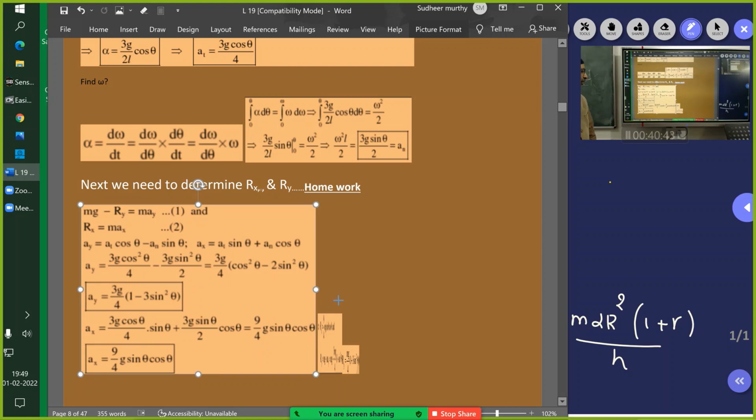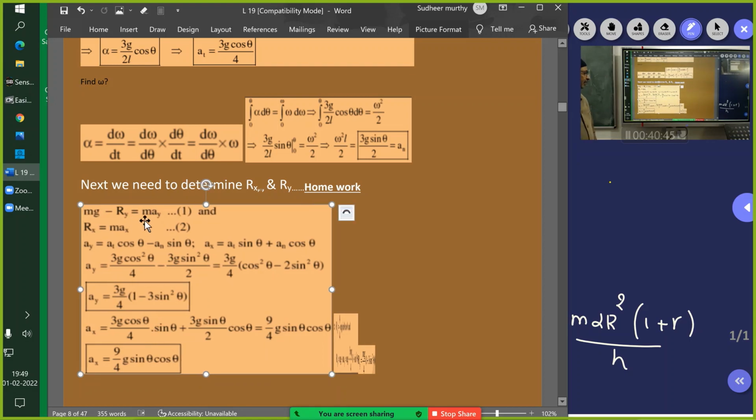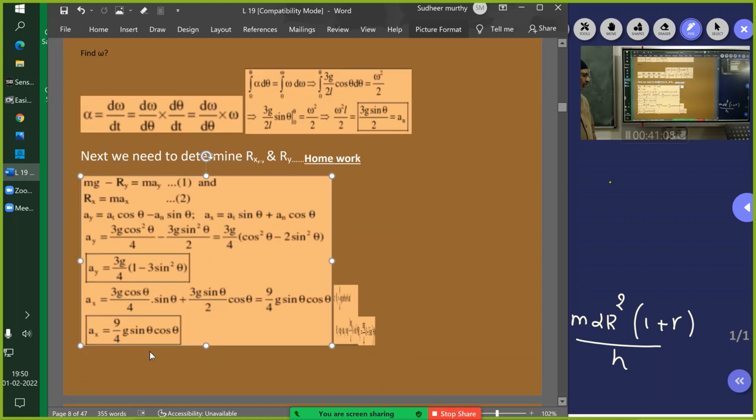So here mg minus Ry is equal to may. Have you written? Rx is equal to max. You have written. Then you are done. It's a matter of ay. You have to write it because at and an you have calculated. So I told you, in terms of at and an, you write these equations. Ax also I write in terms of this, and just go on substituting things.